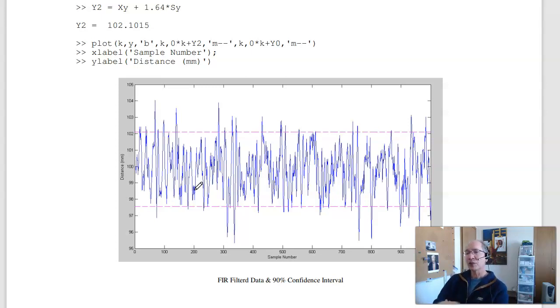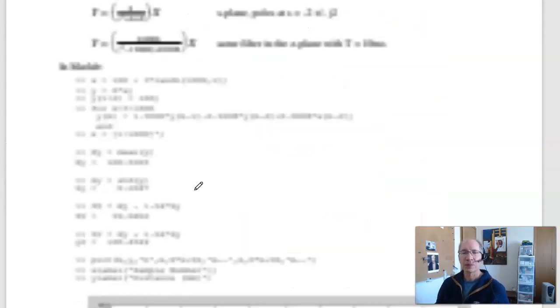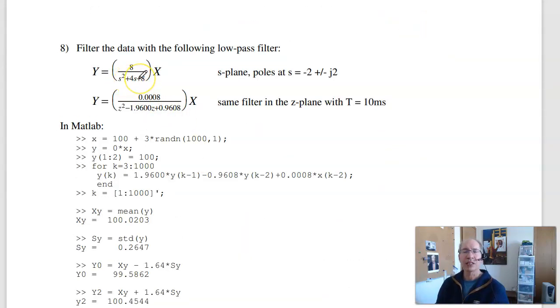You can do better. For example, if I took a second order Butterworth filter with poles at plus or minus j2, here's the same filter in the z-plane. This is how I implement it. That's how I analyze it. The way I implement it is I'm going to say at each data point, the current value is 1.96 times the previous value, minus 0.96 times the value 2 samples ago, plus 0.00008 times the input.